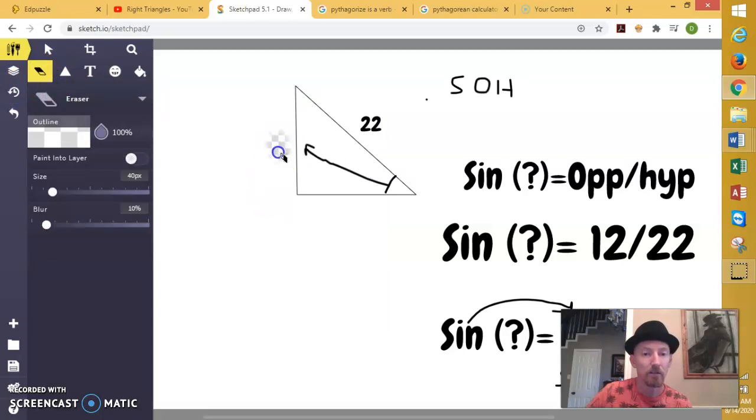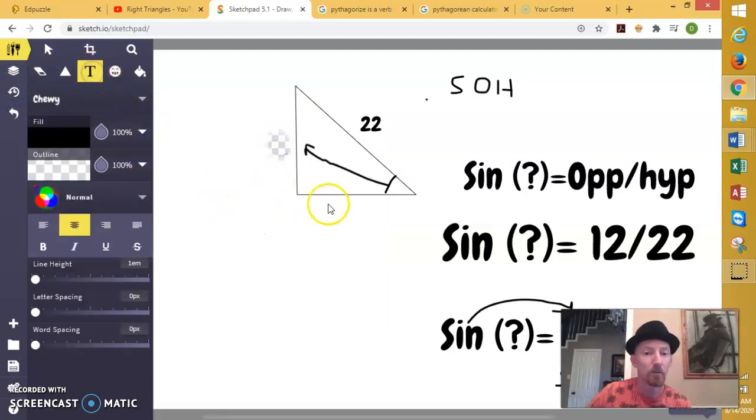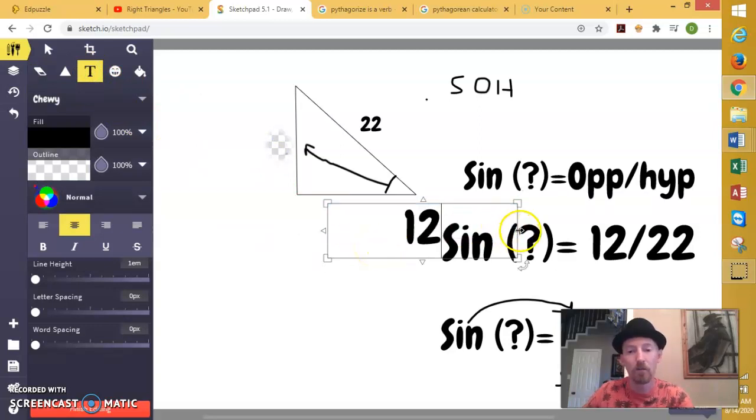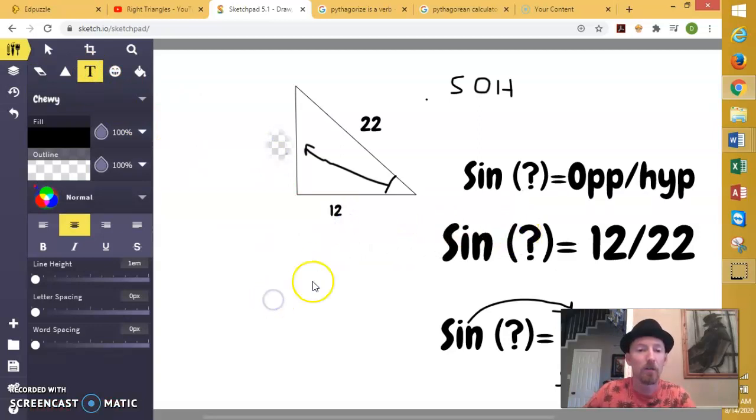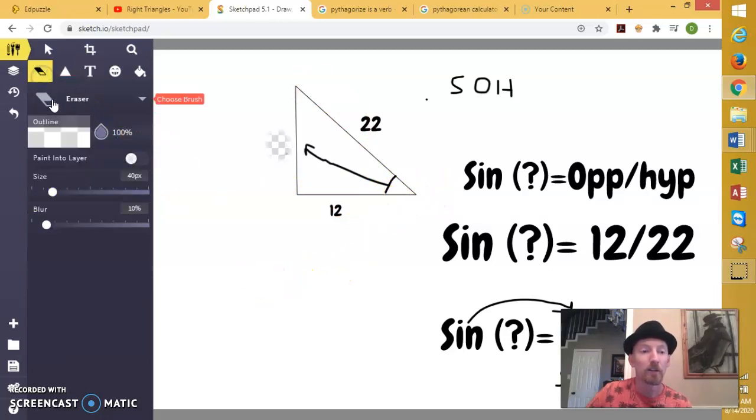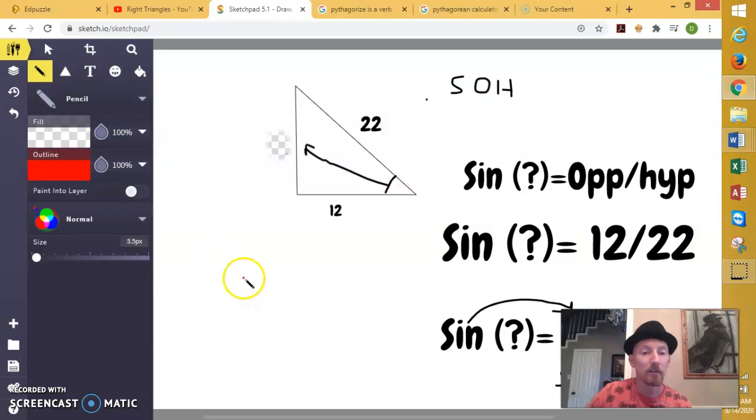So if I change this, what if now this is 12 and that's 22? What do I know? In reference to this angle, 12 is the adjacent side, 22 would be the hypotenuse. So let's see, that is adjacent and hypotenuse, right? Adjacent and hypotenuse. So what trig function should I use? So that's CAH. So CAH TOA.